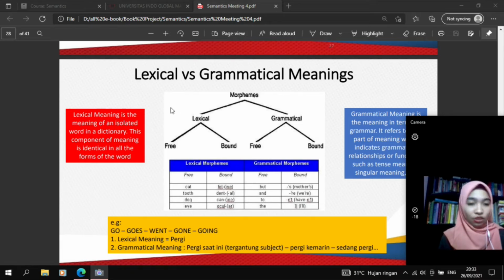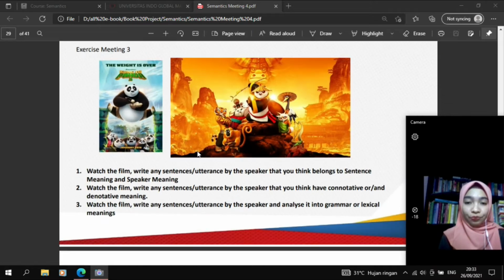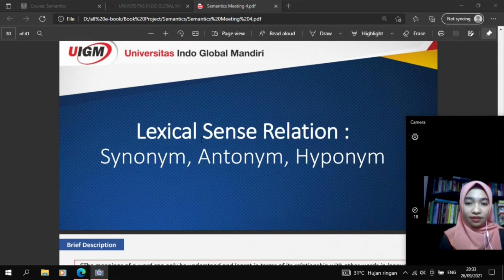Now, what is actually related to today's meeting is how one word sense, how one word meaning has a relation with the other word. And some of the forms that we will learn are synonym, antonym, and hyponym.